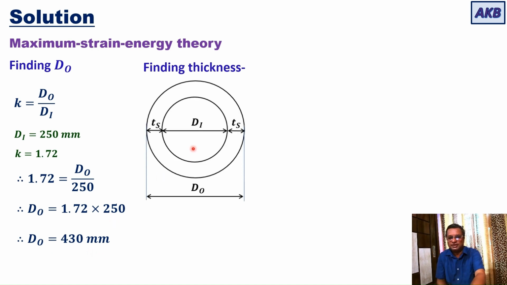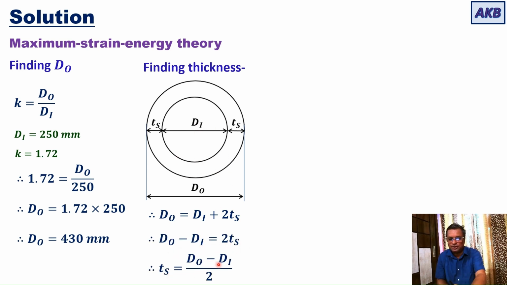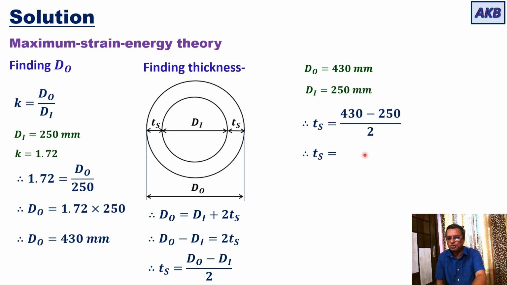And then you can find the thickness by using the same equation. Du is equal to di plus 2ts. You can follow this equation with the help of this diagram. So du minus di is 2ts. That is, ts is equal to du minus di upon 2. If you put all the values, du is 430 and di is 250, so ts will be equal to 430 minus 250 upon 2. That gives us ts as 90 mm. So in this way, we get the thickness of the vessel according to the maximum strain energy theory.